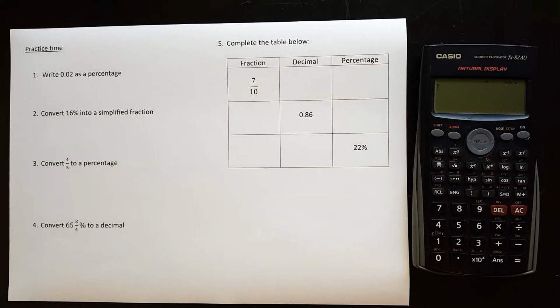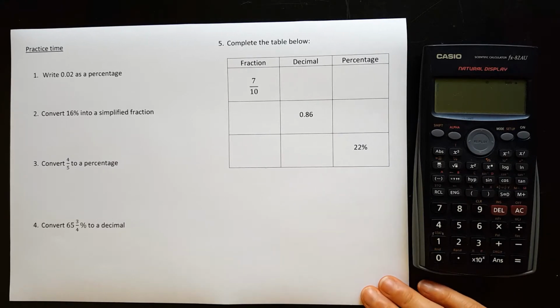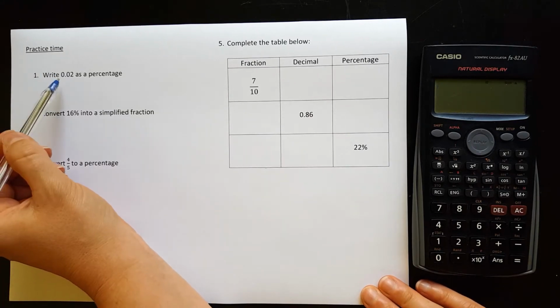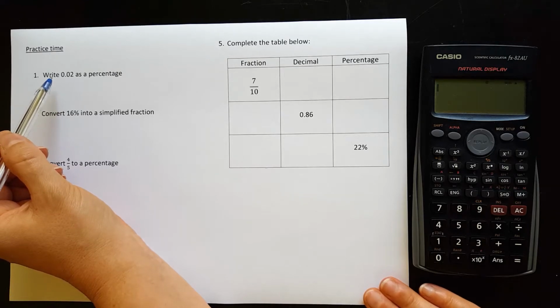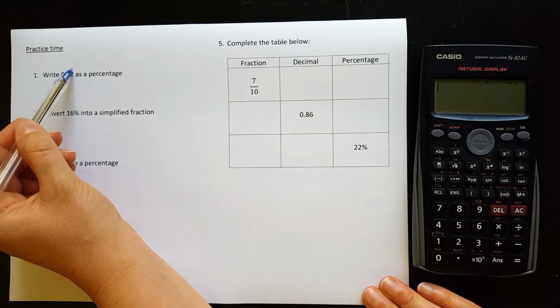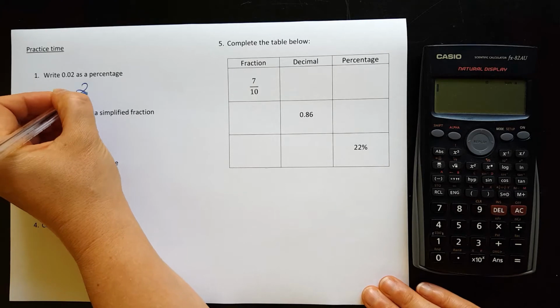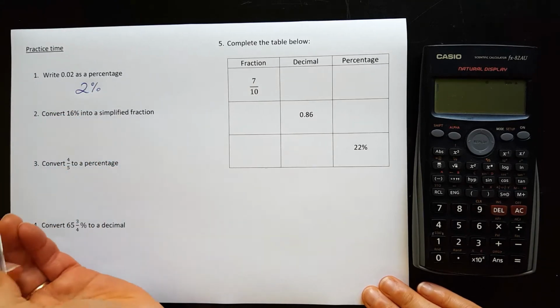Okay, so here's a few questions, just like the ones I've shown you. Pause the video, give these questions a go, and then restart to see the answers. So for question 1, we want to write 0.02 as a percentage. That's a decimal. So we need to multiply that by 100, which is 2 jumps, to get 2%.